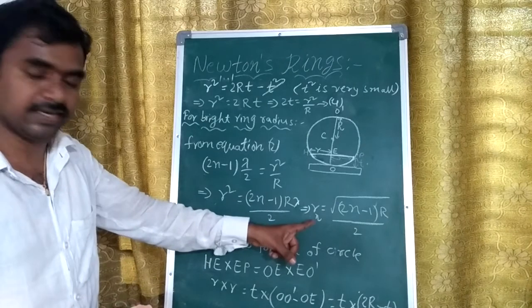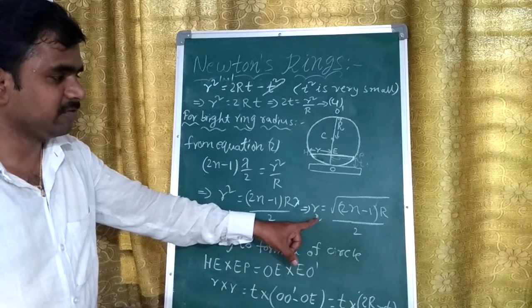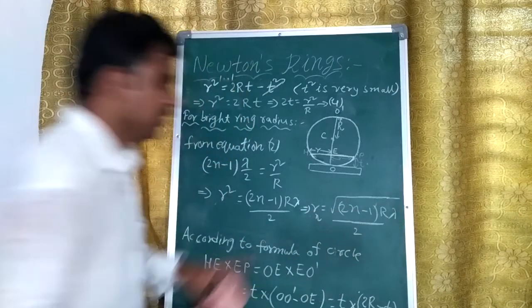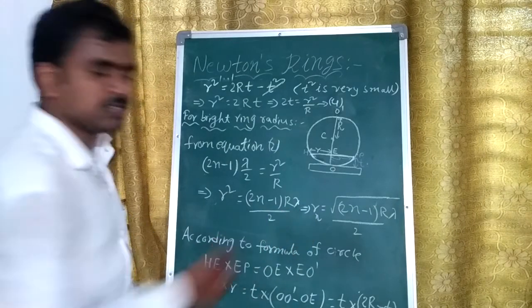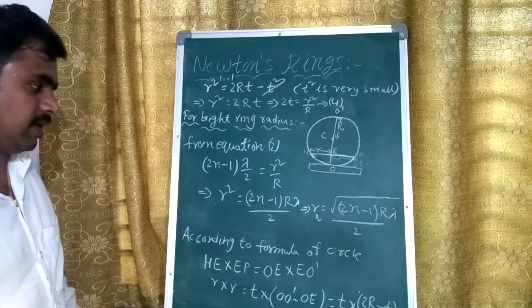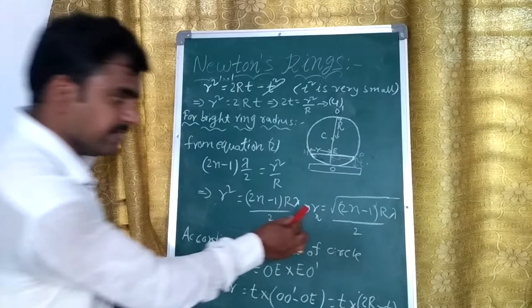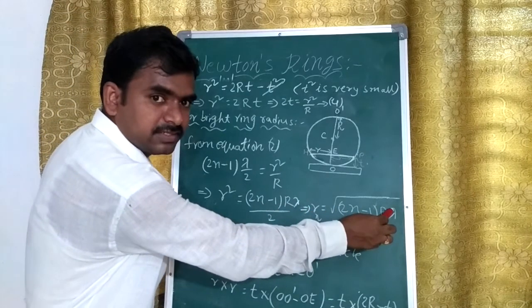Suppose you want to calculate the radius of the first bright ring, you have to substitute n equals 1. If you want to calculate the radius of the second bright ring, you have to substitute n equals 2, and so on. From this equation we can say the radius of the ring is, all are in numerators.